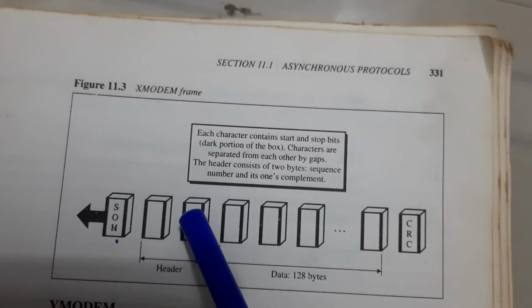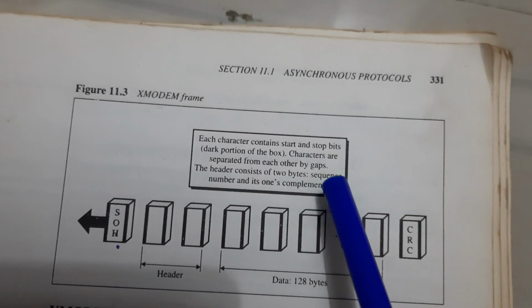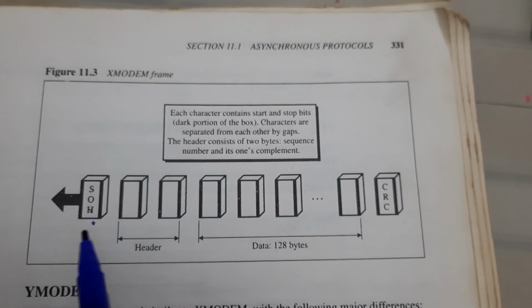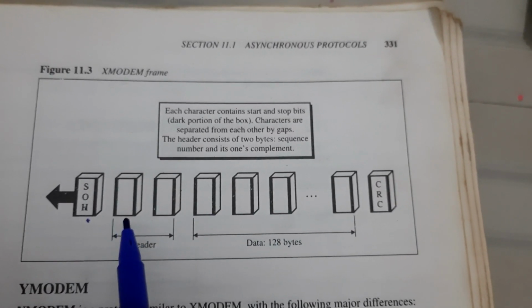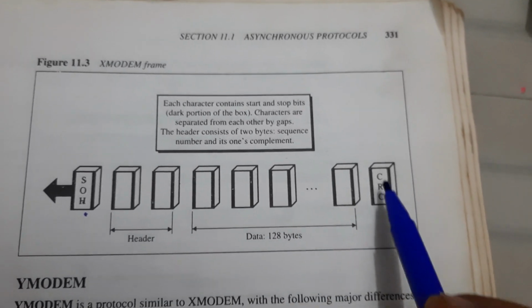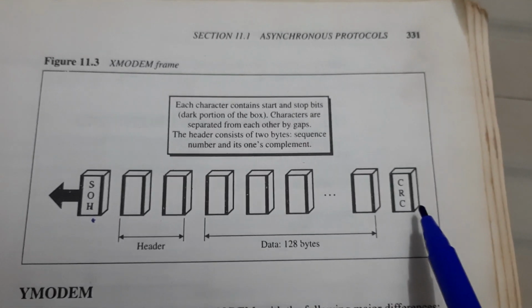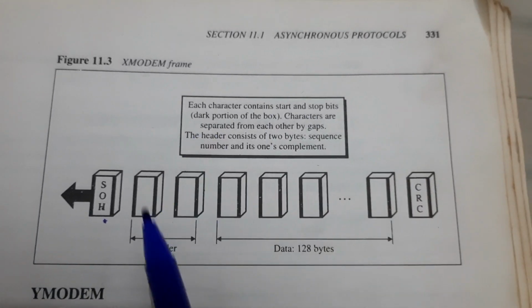The header consists of 2 bytes: the sequence number and its one's complement. These 3 frames are used in front of the data, and we can send a data size of 128 bytes. The final frame is the CRC, which is used to check for errors. So this is the XModem frame.